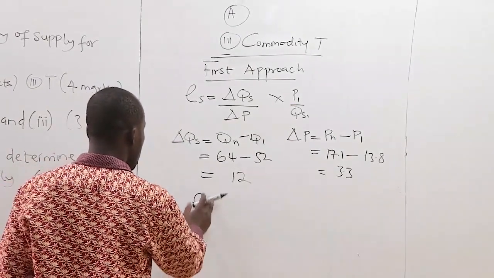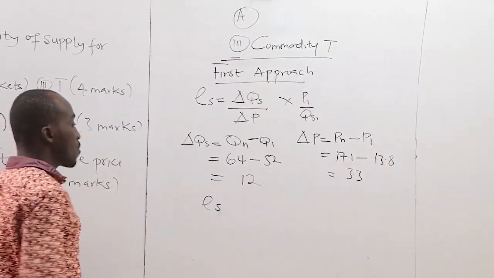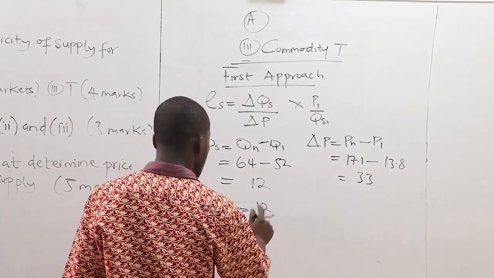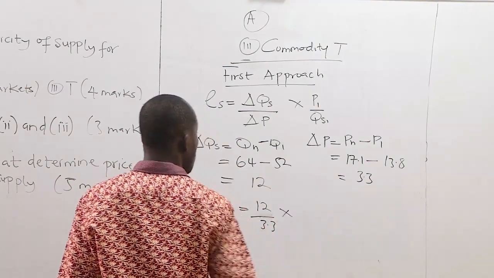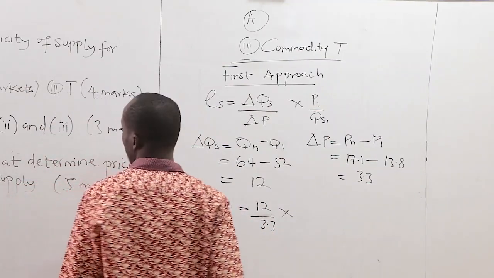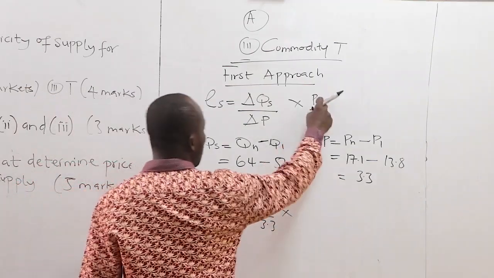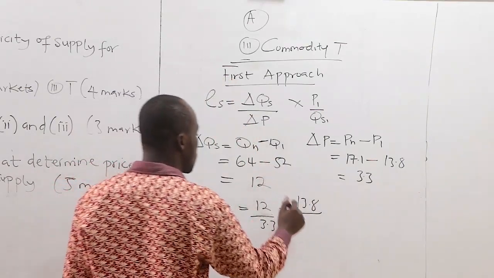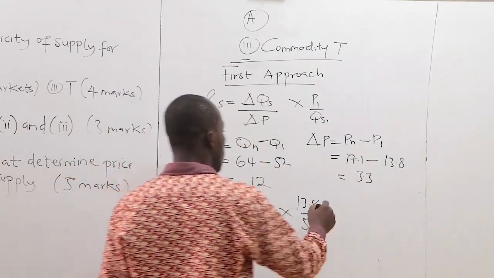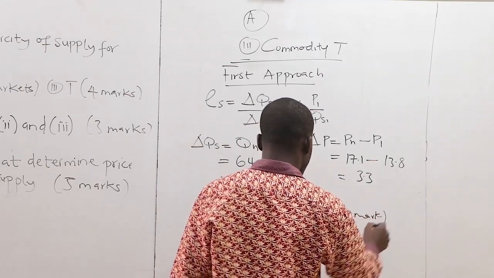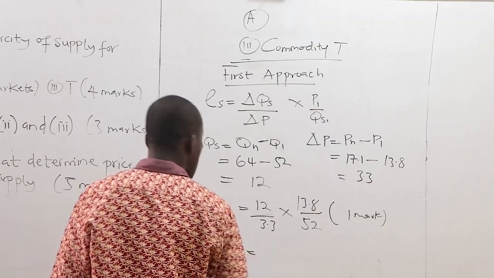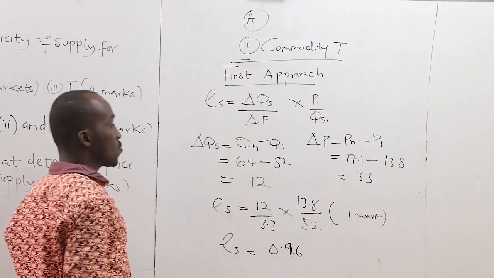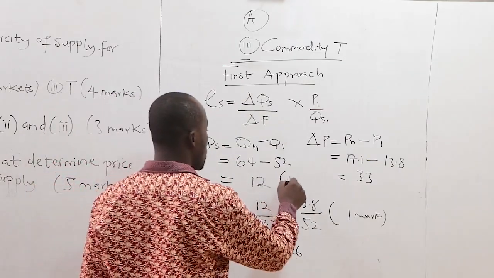Price elasticity of supply. Change in quantity is equal to 12. Change in price is equal to 3.3, times the initial price. The initial price is 13.8, divided by the initial quantity, which is 52. So if you do this, you're going to get 1 mark for here. And when you do this, you're going to get 0.96. So you can try your calculator. 1 mark for here.